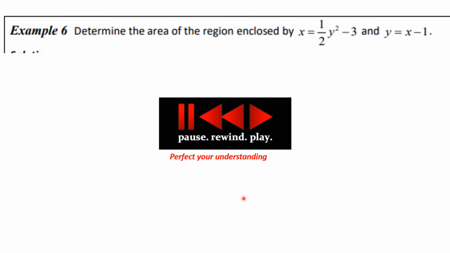Another example. Determine the area of the region enclosed by x equals 1/2 y squared minus 3 and y is equal to x minus 1. You know what to do. Let's see how you did.